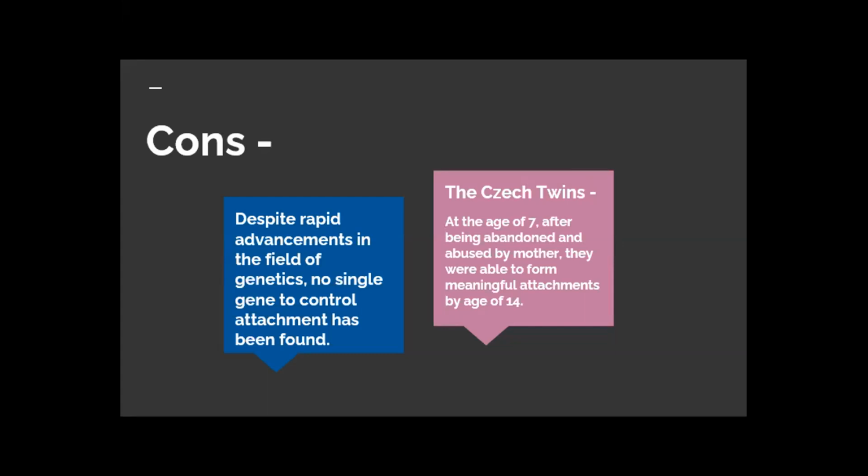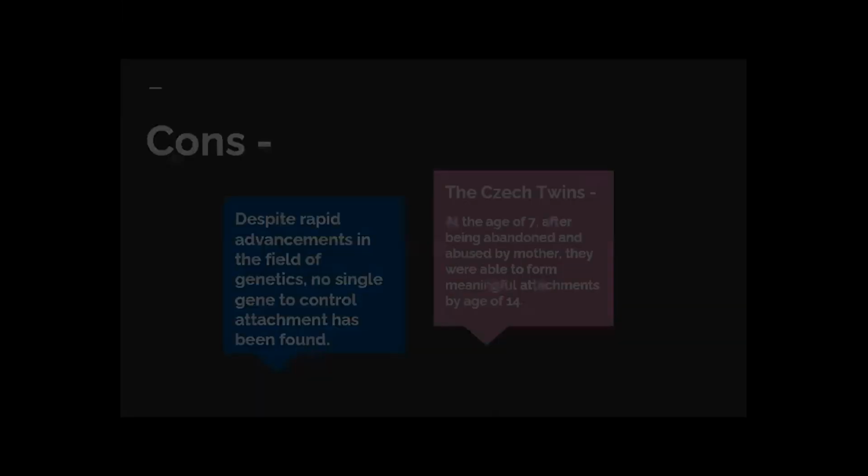So the Czech twins were a pair of twins who were abandoned and abused by their mom, and they were found by two sisters at the age of 7, and by the age of 14 they were able to form meaningful attachments. Thank you.